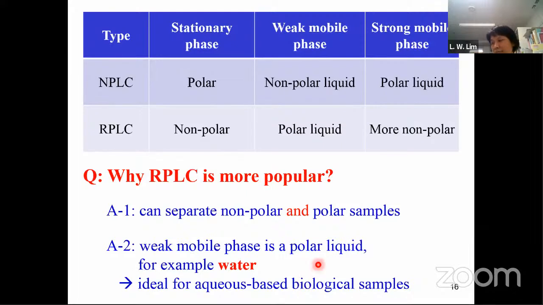As you know, more than 70% of our body is water, so a lot of biological samples are actually water soluble. In this case, it is difficult to separate using normal phase. That is why reverse phase is more popular, because we can use water as a solvent.